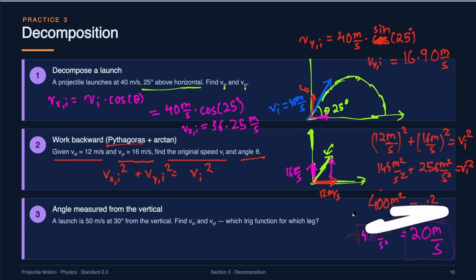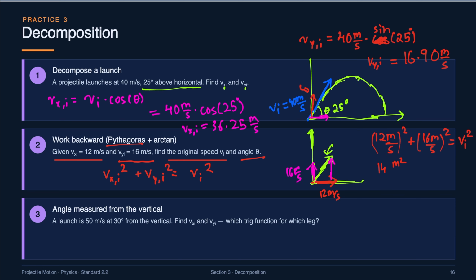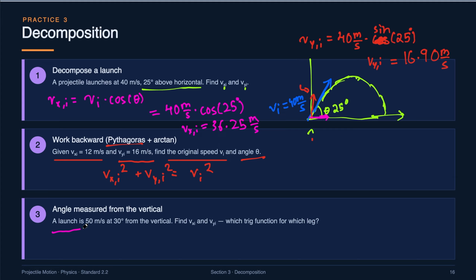Now let's look at angle measured from verticals. And this can be a bit tricky, so make sure you read the question properly, okay? A launch is 50 meters per second at 30 degrees from the vertical. Find vxi and vyi, and decide which trig function for which leg. So usually we draw the graph and then we go, okay, angle here is 30 degrees. But what is it saying? Is it saying from the horizontal or from the vertical? From the vertical, right?